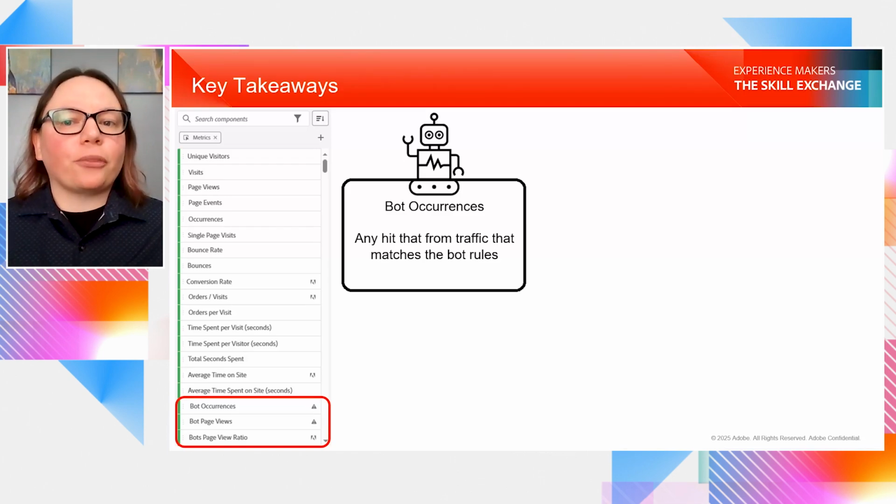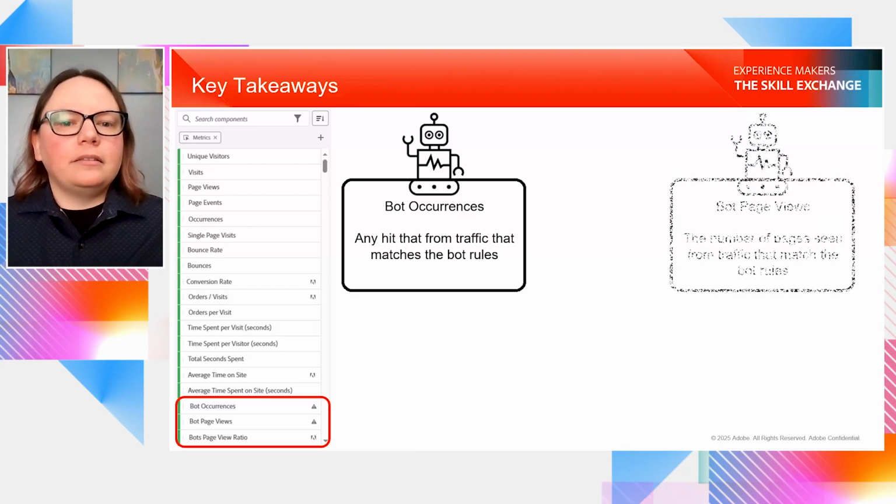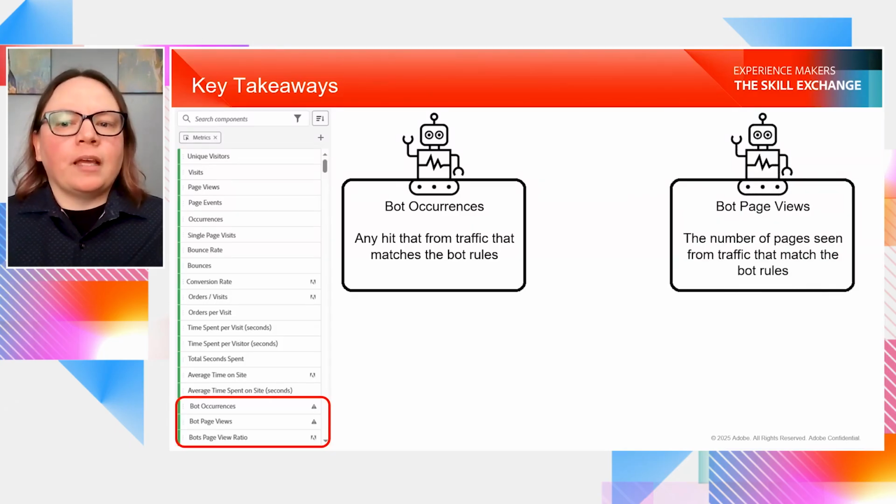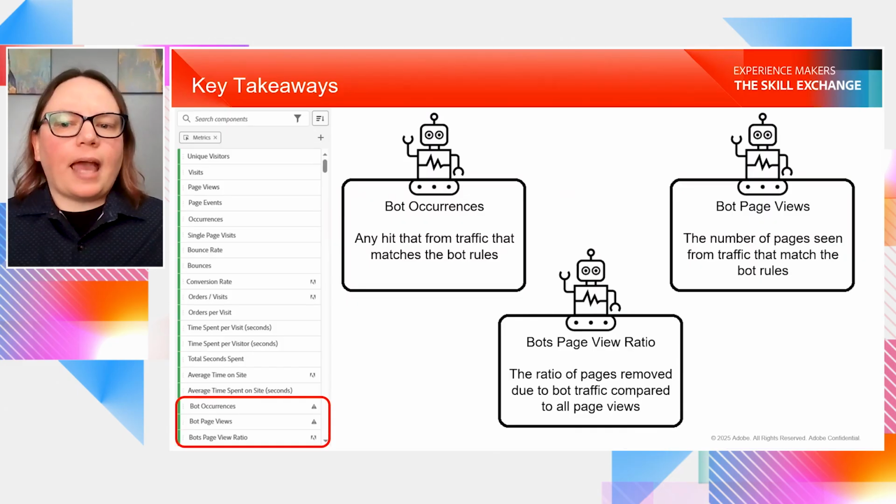For this, Adobe has 3 specific metrics that are used to look at the bot traffic that has been filtered out. First, there's bot occurrences. Similar to the other occurrences metric we saw earlier, this includes all types of hits, but those that were filtered out due to the bot rules. Second is the bot page view. Again, this is similar to the other page view metric we saw earlier. It's the sum of all page view calls, but again, only those associated with bot traffic. And finally, we have the bot page view ratio, which gives you a ratio of all the traffic that has been flagged as bots and removed compared to traffic that appears to be legitimate.